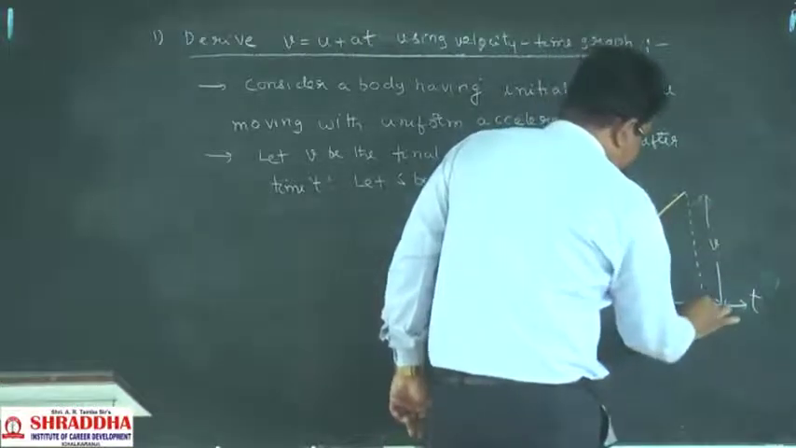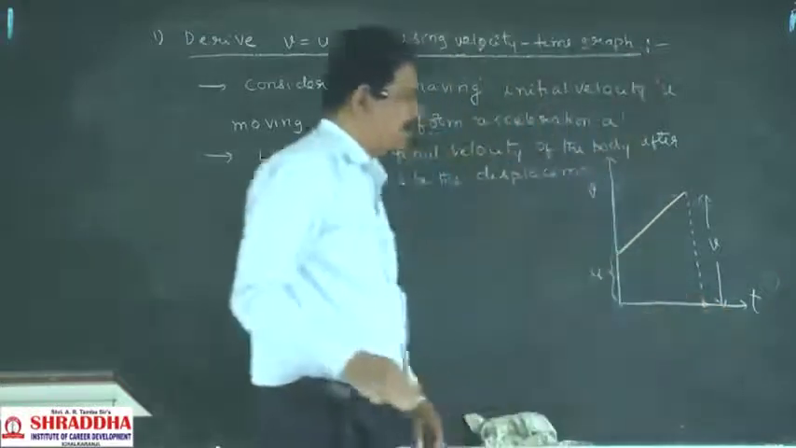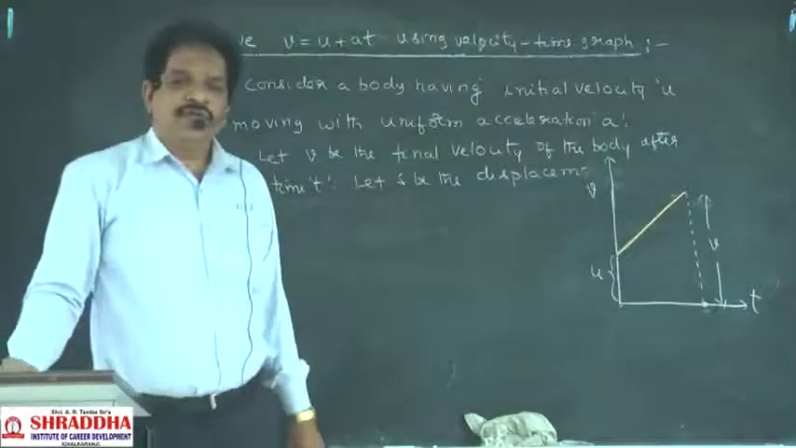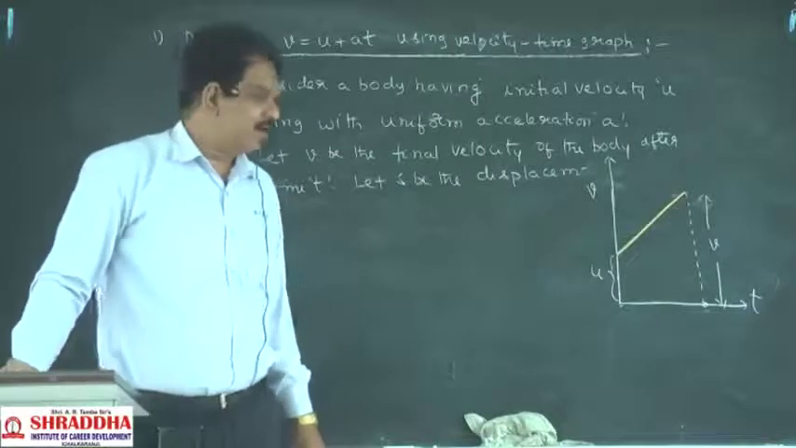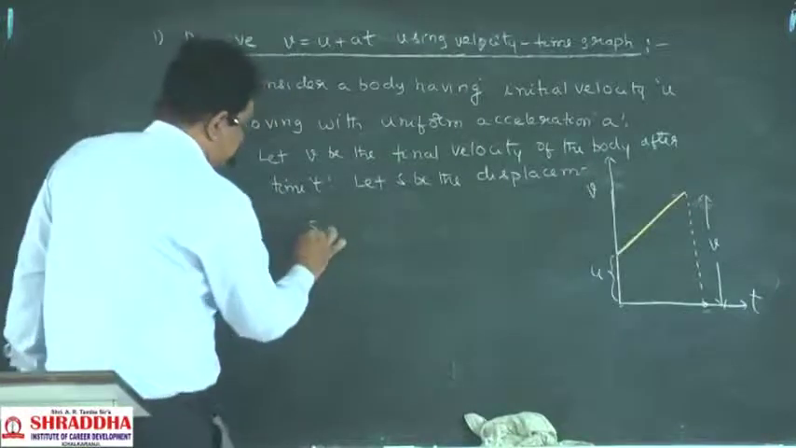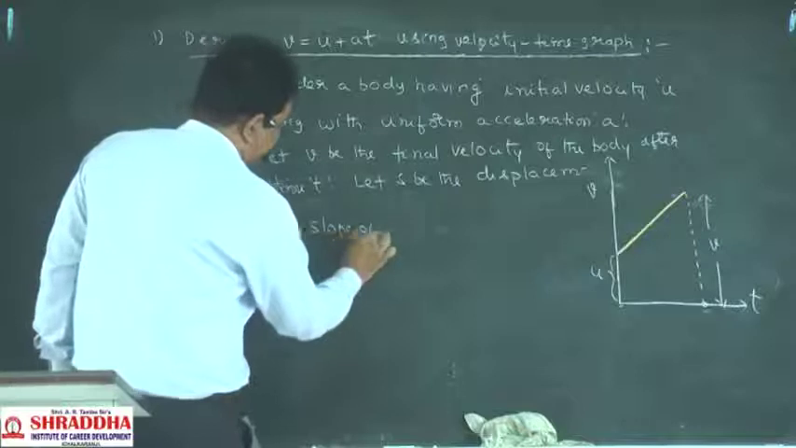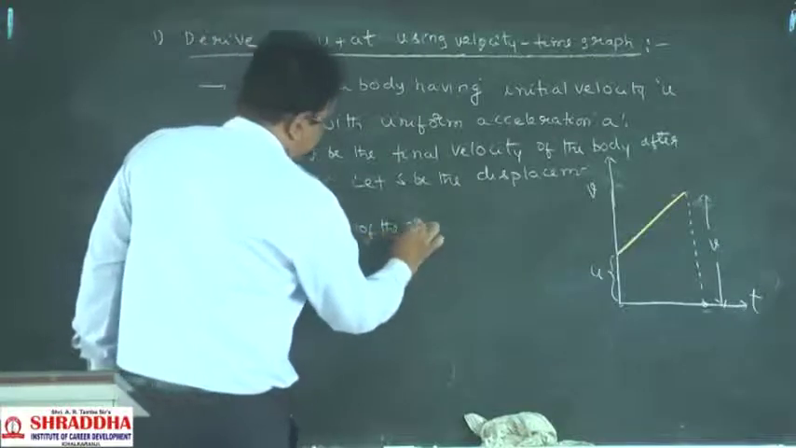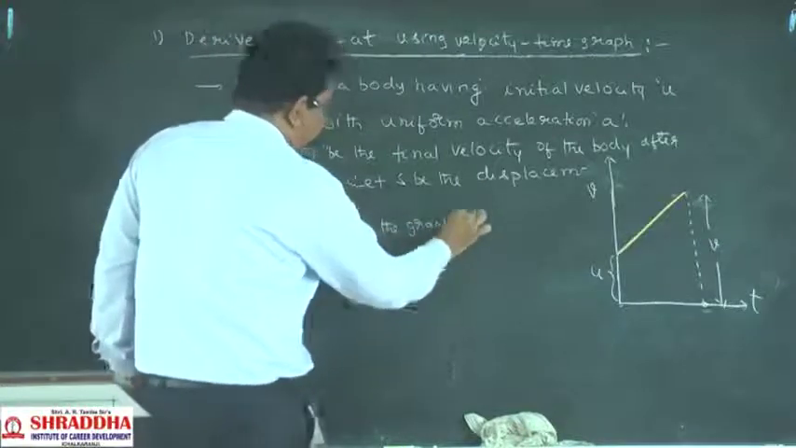This will be the time. Up to here, this will be the time. If we write the slope of the graph, what is the slope of the graph?